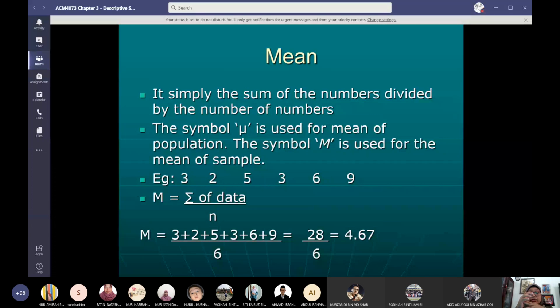After that, you need to divide into the numbers. What numbers? 1, 2, 3, 4, 5, 6. You need to divide into 6. So that is what we mean by average or mean of data. When you add up, there will be 26 for the score. Divided into 6 equals 4.67. That is the calculation of mean.